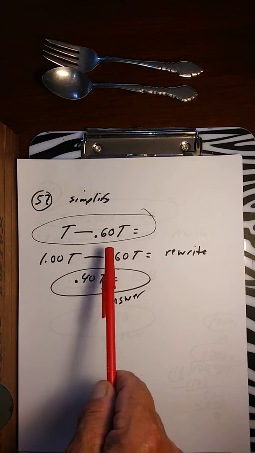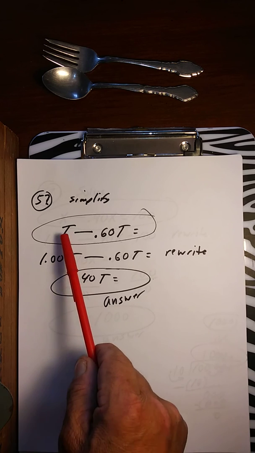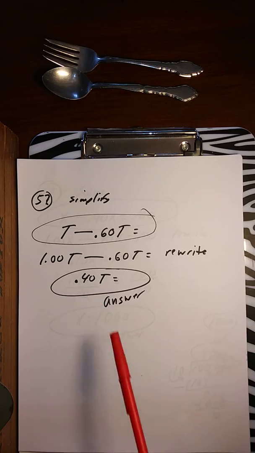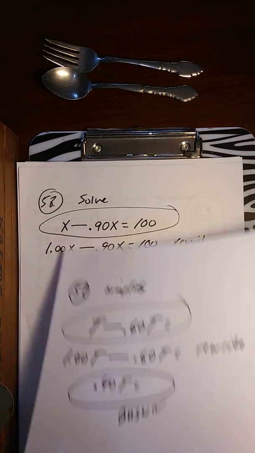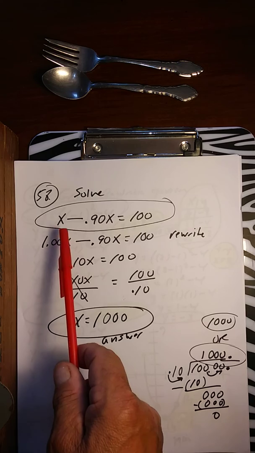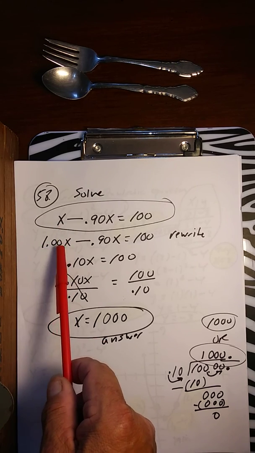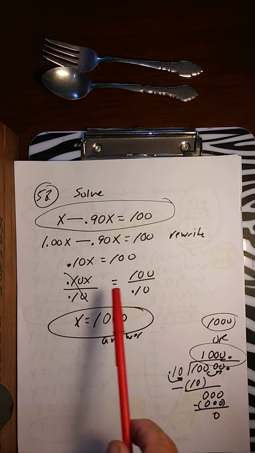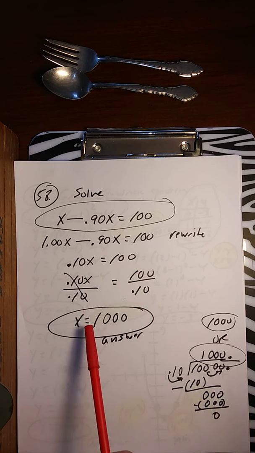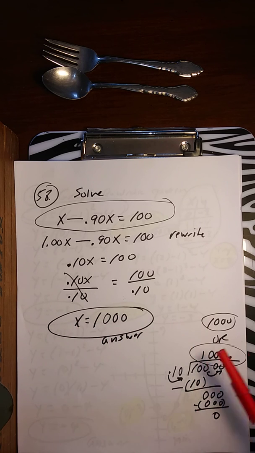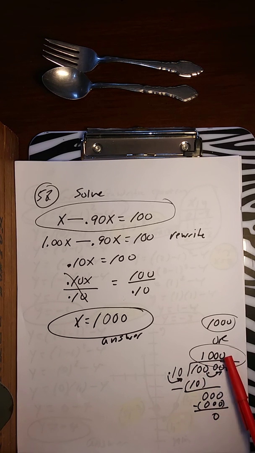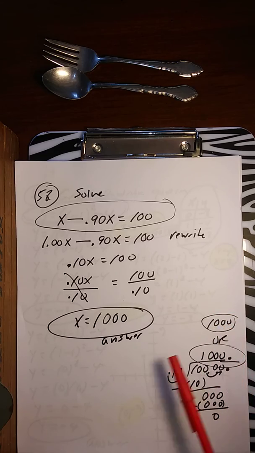Let's rewrite this as 1.00t minus 0.60t. Look at this like a dollar minus 0.60 is going to be 0.40t. Solve this one. So this is 1.00x minus 0.90x. So 1.00 minus that is 0.10x equals that. Divide by 0.10, divide by 0.10, and that's going to give me x is 1,000. Or over here, divide by 0.10, move the decimal over two places, and then 10 divides this 1, and then you have 3 zeros. So it's 1,000.